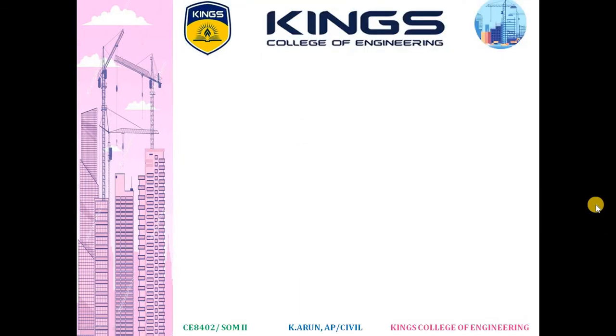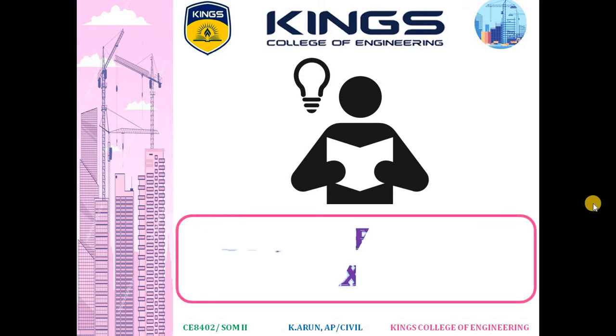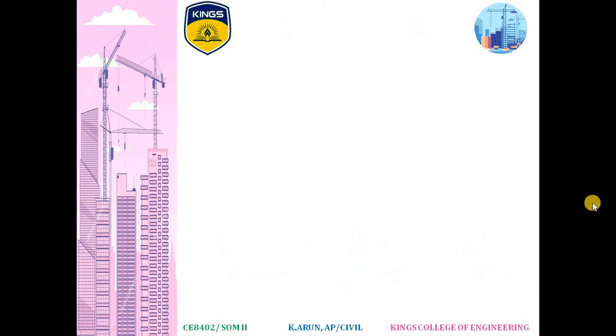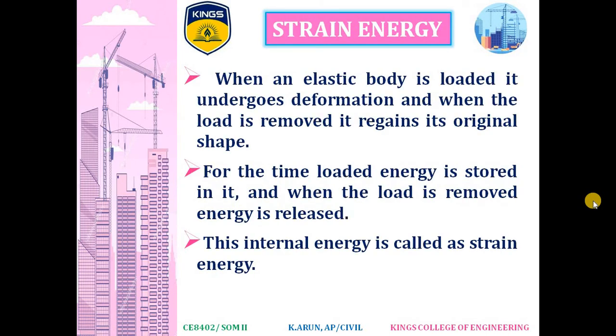In this video, we are going to see how we can calculate strain energy due to axial loading. So first of all, what is strain energy? When an elastic body is loaded, it undergoes deformation, and when the load is removed, it regains its original shape. This property of a material is called elasticity. For the time loaded, energy will be stored in it, and when the load is removed, energy will be released. This internal energy is called strain energy.